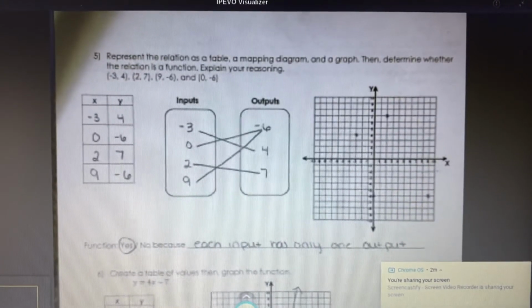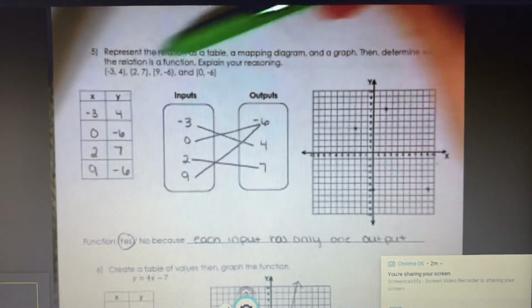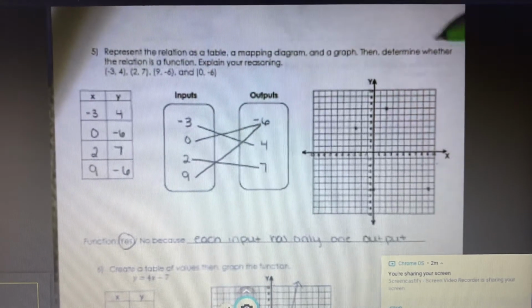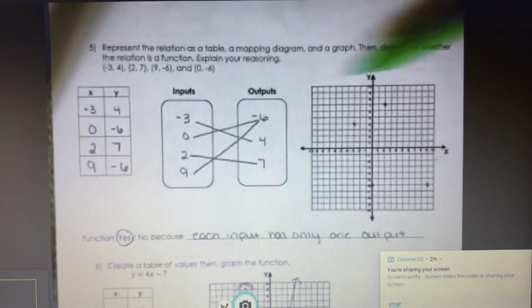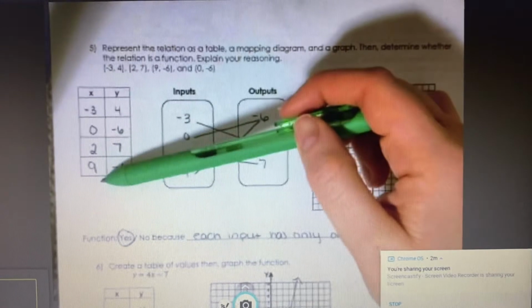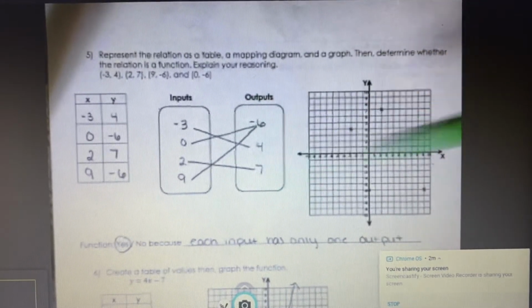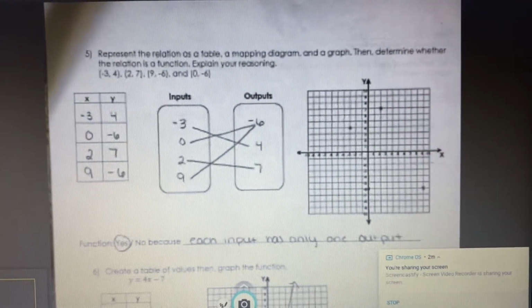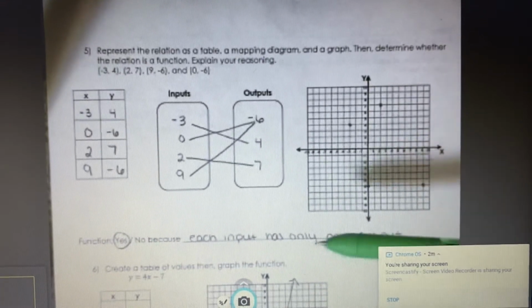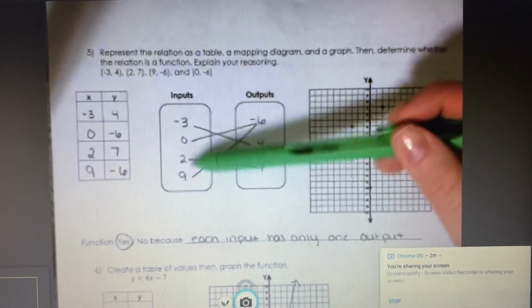And then on the back side, number 5, we're given some ordered pairs. We want to write those ordered pairs with some different representations, so as a table, a mapping, and as a graph. With the table, make sure that our x values go from smallest to largest. And then as the mapping, your inputs and outputs should be from smallest to largest. And then you also want to graph the point. This is a function because each input has only one output, where those x values, the inputs don't repeat.